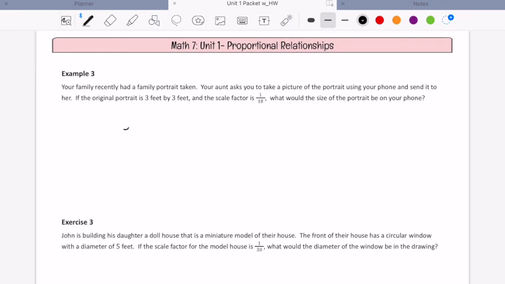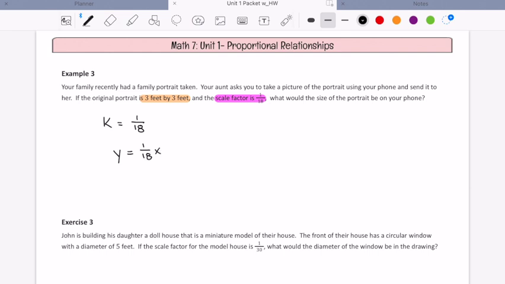Example 3 says, your family recently had a family portrait taken, and your aunt asks you to take a picture of the portrait using your phone and send it to her. If the original portrait is 3 feet by 3 feet and the scale factor is 1/18, what would the size of the portrait be on your phone? Right, our scale factor is 1/18, and the dimensions are 3 feet by 3 feet. So we know that k equals 1/18, and therefore our equation is y equals 1/18 times x.